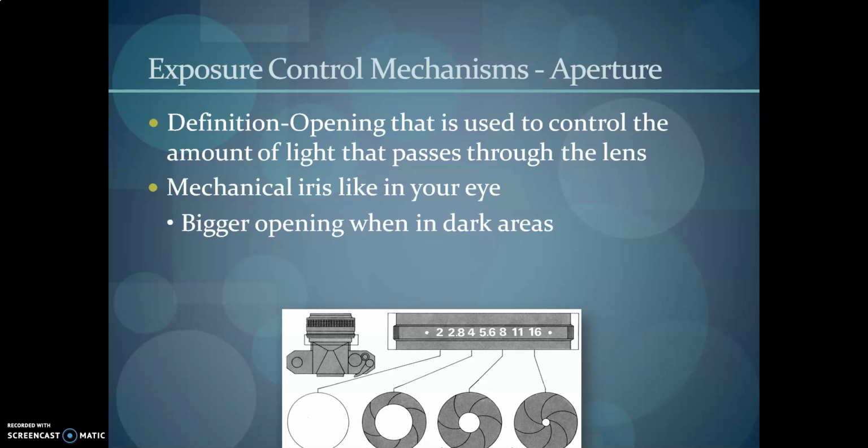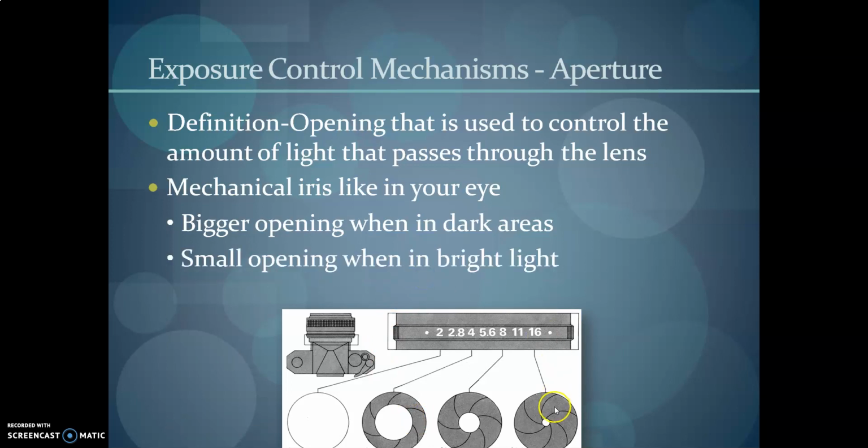Bigger opening when in dark. Remember, I said about how at nighttime your eye opens up so that you can let more light in and see more in the darkness. Originally, your pupil's about like this, but as time goes, it starts to open up so you can see better in the dark because more light can get in then.